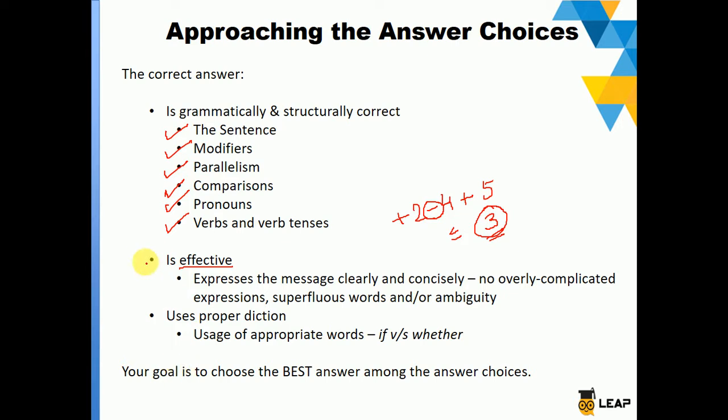The third point is about the usage of proper diction. Now, most of you who have ever written or worked with writers before will understand what this word means. Diction is nothing but the use of the absolutely appropriate word. And by appropriate, I mean a word that fits perfectly in the context. A good example of this is the if versus whether conundrum that a lot of people face. Most of you don't know what the difference is.